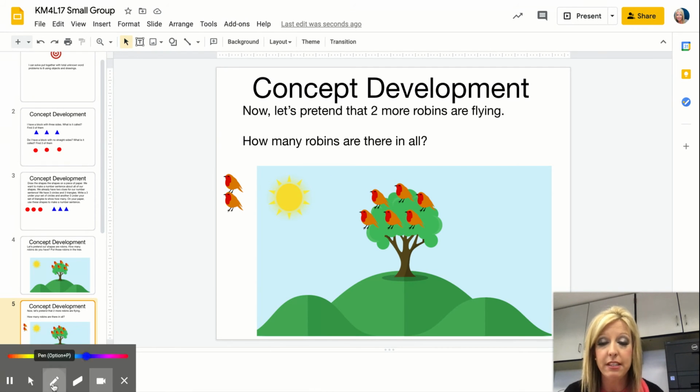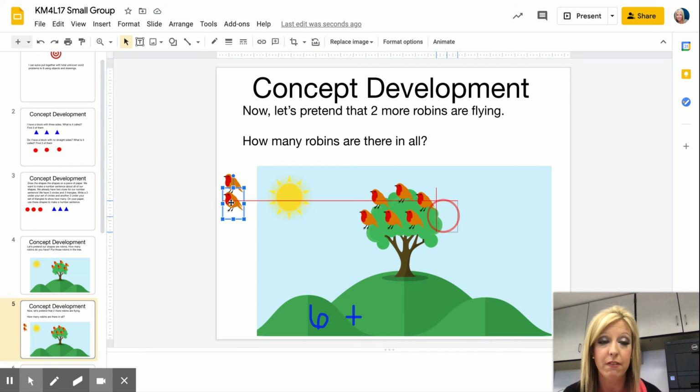So how many did we start with in our tree? How many are already there? Very good. We have 6 there in our tree. Plus, we have 2 more that are flying up and want to join those other 6 robins. So let's pull them over to the tree. It must be a nice tree.